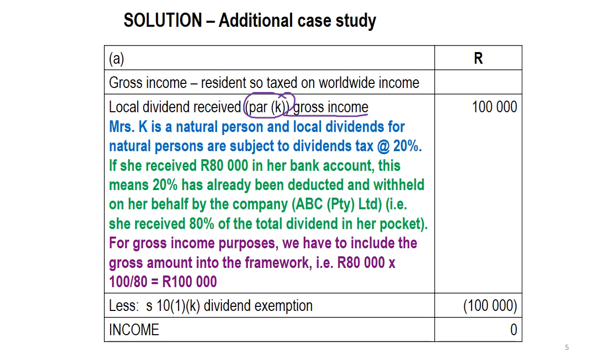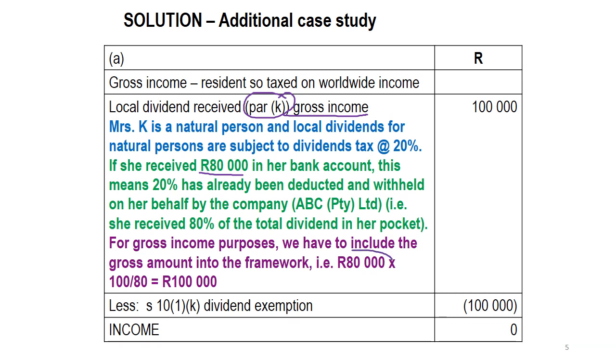However, because she's a natural person, she's subject to dividends tax. So if she received 80,000 Rand in her bank account, this means that 20%, that dividends tax, has already been deducted and withheld on her behalf by the company. In other words, she is entitled to the full amount of the dividend, but the company had to deduct a portion on her behalf and pay it over to SARS. For gross income purposes, we have to include the full amount.